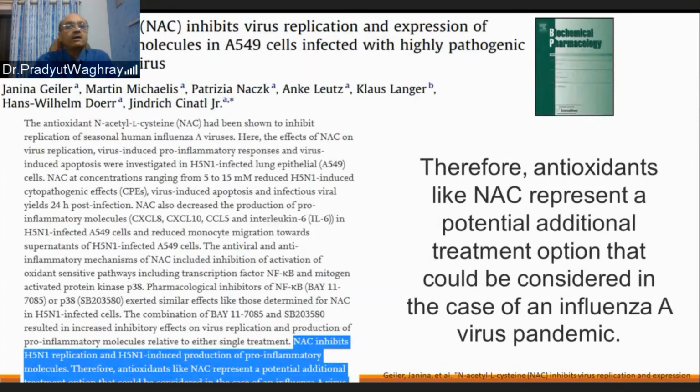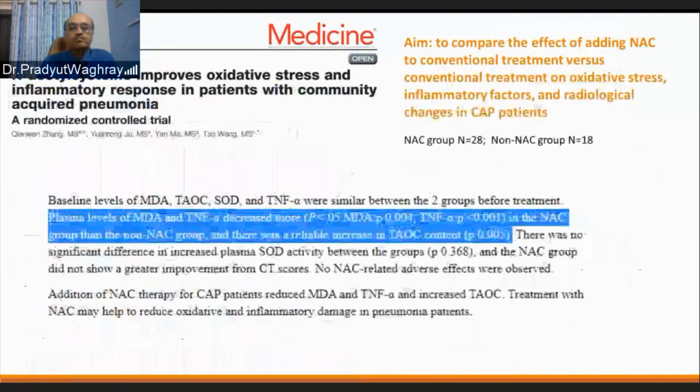The studies were done on the role of N-acetylcysteine on viral replication and the production of pro-inflammatory markers. It was found that NAC actually inhibits the H5N1 virus replication and also H5N1 induced production of inflammatory markers. Therefore, it was found that antioxidants like N-acetylcysteine represent a potential additional treatment option that could be considered in the case of influenza A whenever there is an influenza A virus pandemic. So this drug not only reduced the virus replication but also reduced the formation of inflammatory mediators.